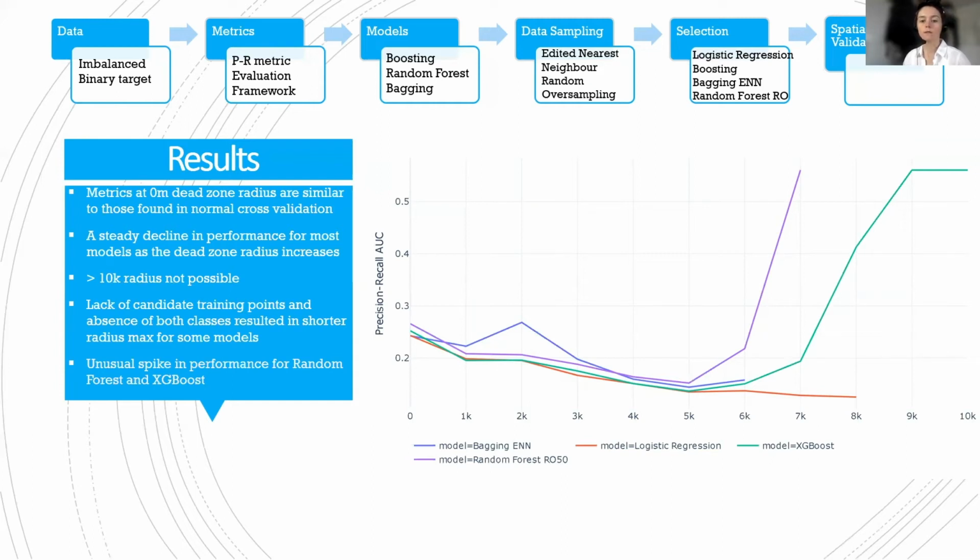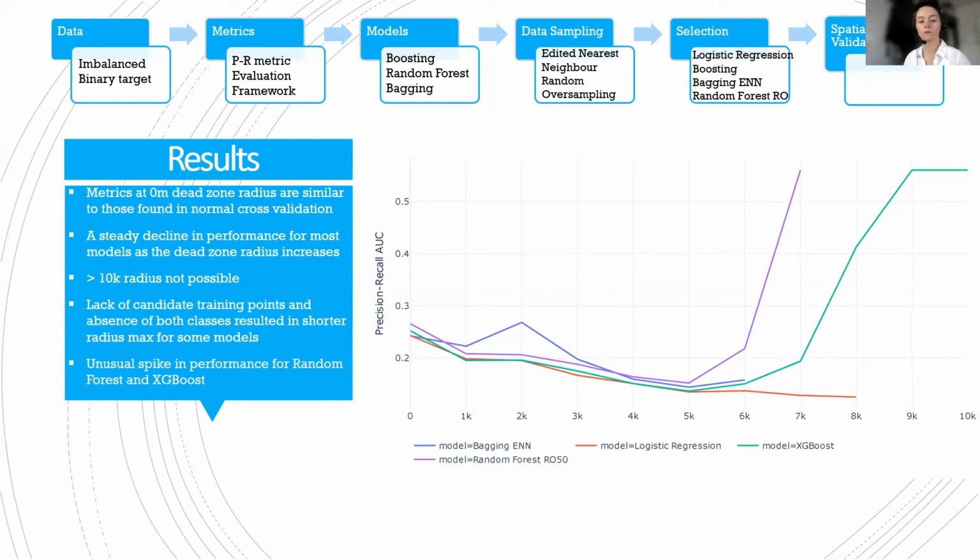So we have a steady decline as the dead zone radius increases, we can see that steady decline for most models. It's worth noting that after 10 kilometers, we've essentially buffered out the entire Ireland. So no, we couldn't proceed beyond a dead zone radius bigger than 10 kilometers.